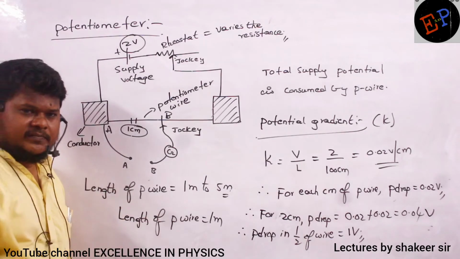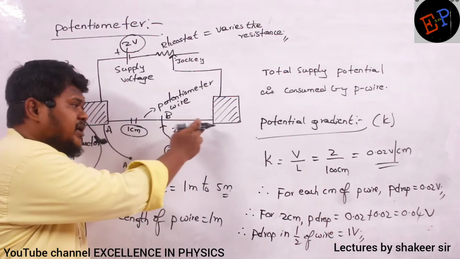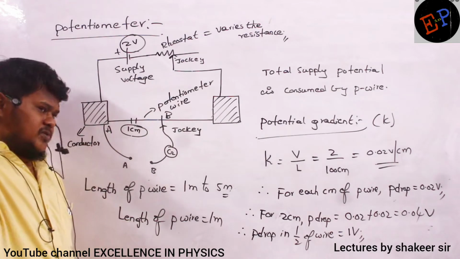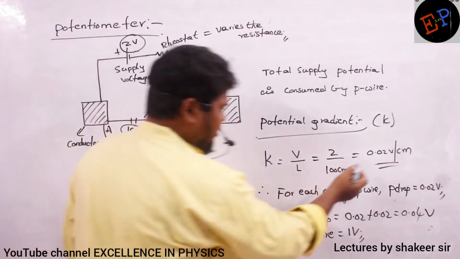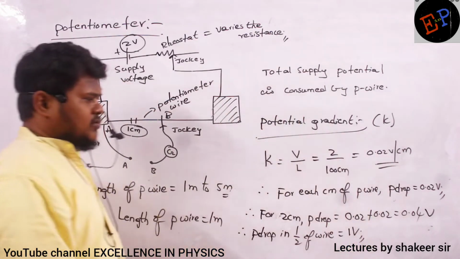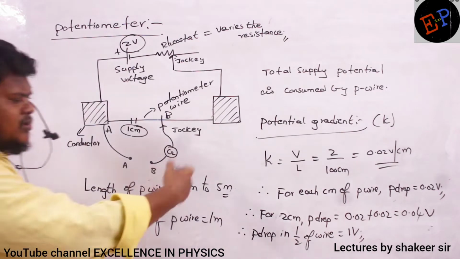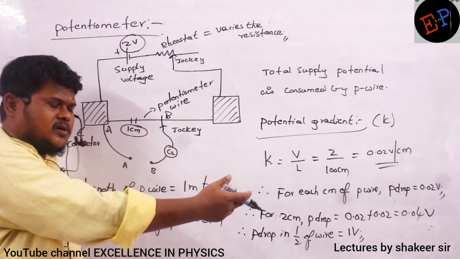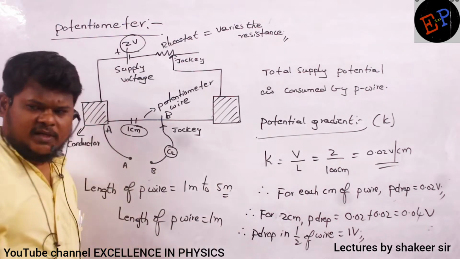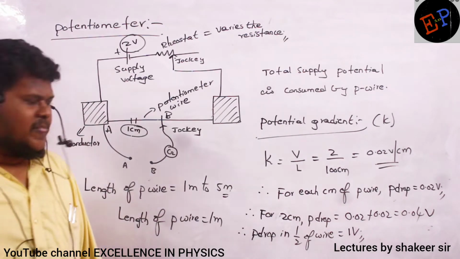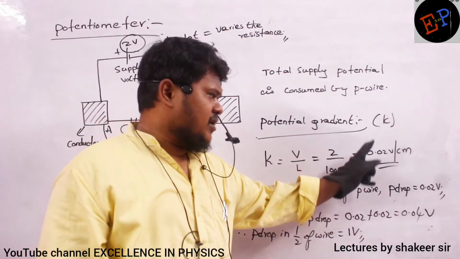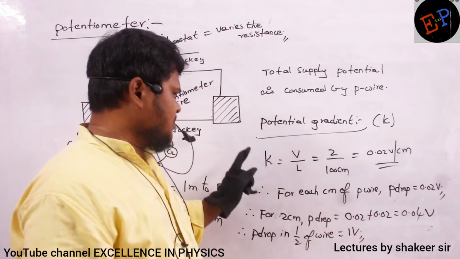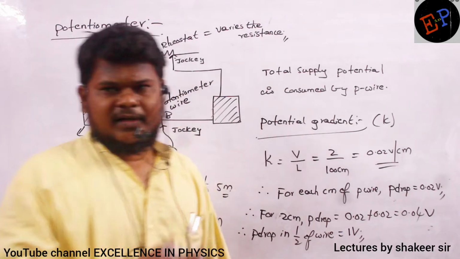Is everything clear? So for a total of 1 meter of wire, the potential consumed is 2 volts. Therefore, for each centimeter, the potential consumed is 0.02. Then you can do the calculation. For 2 centimeters, how much drop? 3 centimeters, half wire. Like that you can do the calculation. So for each centimeter, how much is the potential drop? That is called K. Fine?